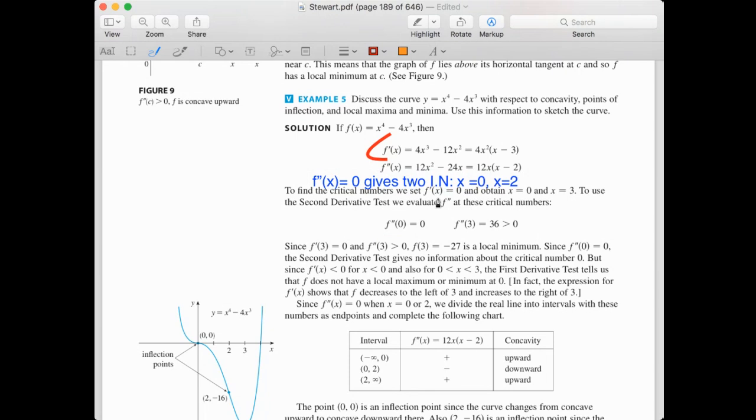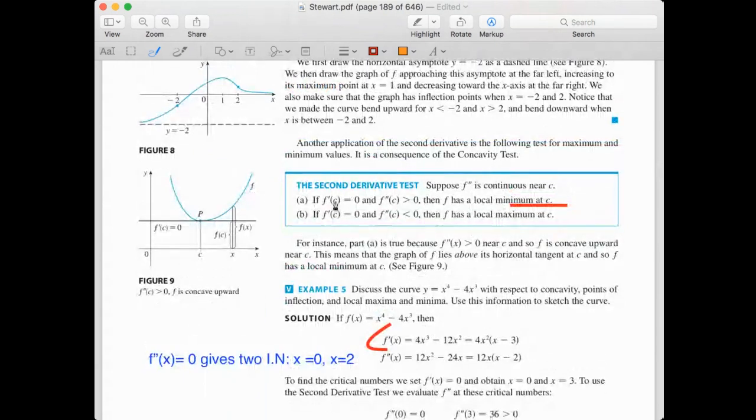You see, we set the first derivative function to be 0 and obtain two critical numbers, 0 and 3. We set the second derivative function equal to 0 and solve for x, and we get two inflection numbers. Those two sets of numbers are different. Now we want to use the second derivative test. The derivative is 0 at 0 and at 3, so let's evaluate the second derivative at those two numbers.